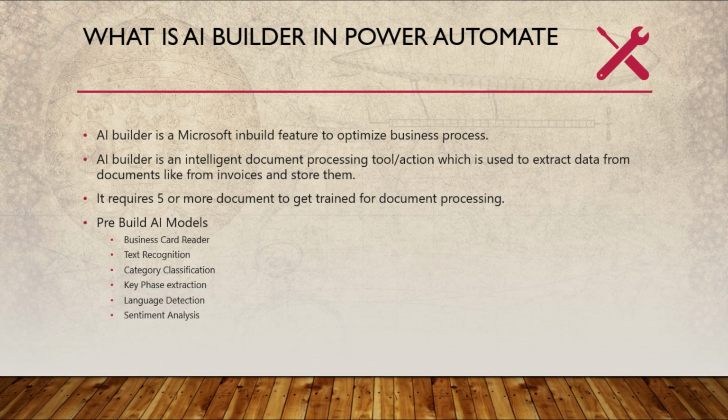What is AI Builder in Power Automate? AI Builder is a Microsoft inbuilt feature to optimize business processes. AI Builder is an intelligent document processing tool, an action, which is used to extract data from documents like invoices and store them. It requires 5 or more documents to get trained for document processing. Pre-built AI models are: 1. Business card reader. 2. Text recognition. 3. Category classification. 4. Key phrase extraction. 5. Language detection. 6. Sentiment analysis.